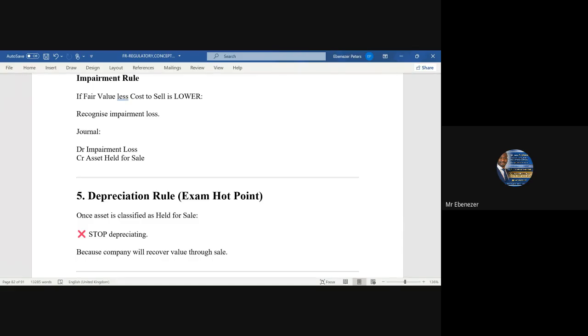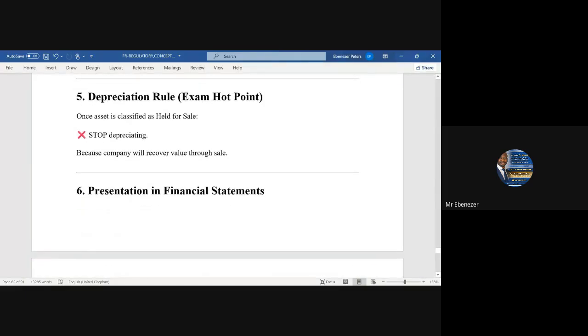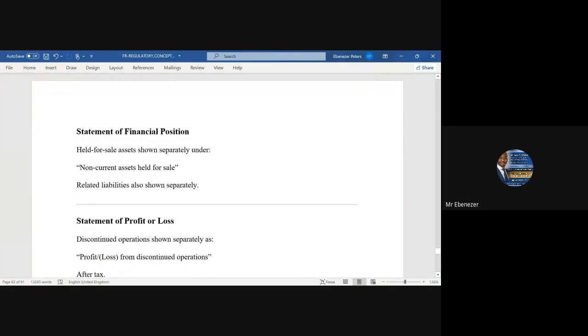They may write it for you, but once the asset is classified as held for sale, they may put it in your question. Please note it. Once they say this asset, we are classifying it as held for sale on 30th June 2020, just know that from 1st of July 2020, you cannot depreciate that asset again. In other words, depreciation stops at 30th of June 2020. Is that clear enough? I'm sure it is clear. Any question? No question.